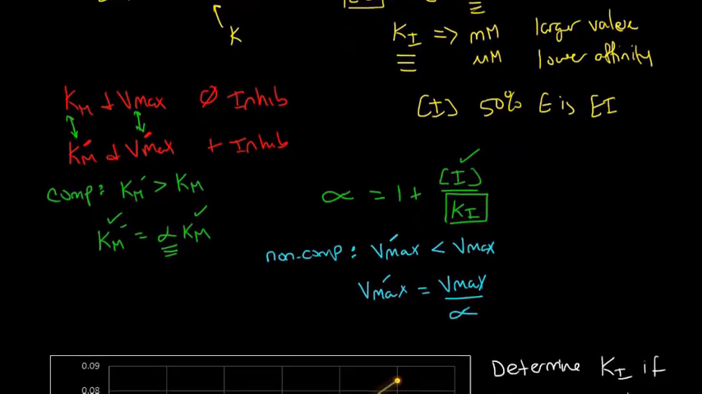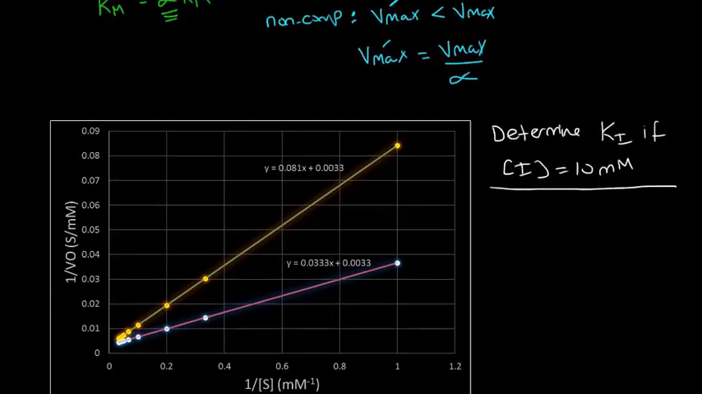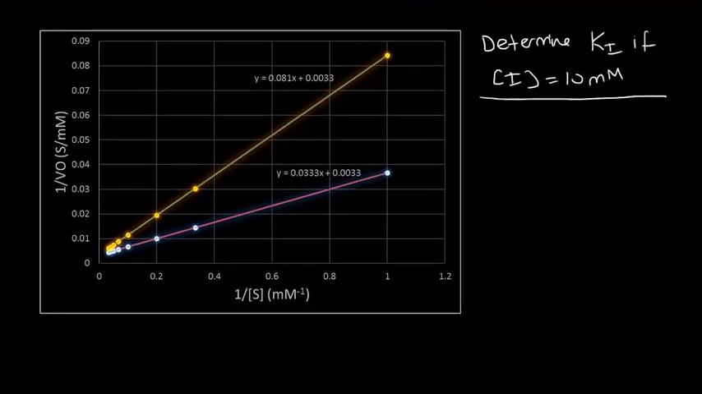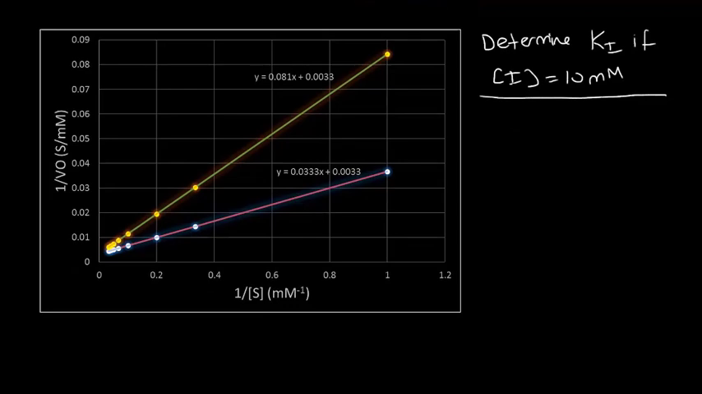Let's see a couple examples of this. Okay, so our goal here is to determine Ki if we know the concentration of inhibitor is 10 millimolar and we have this experimental data. Okay, so this plot is with the inhibitor, this plot is without inhibitor, so there's no inhibitor here.